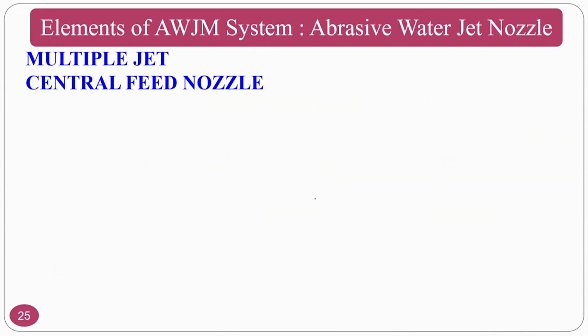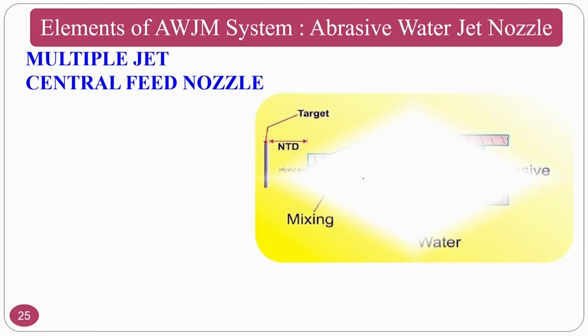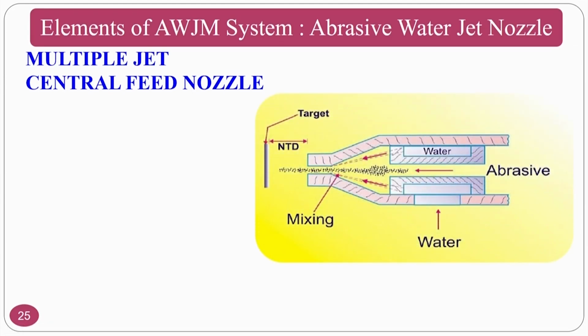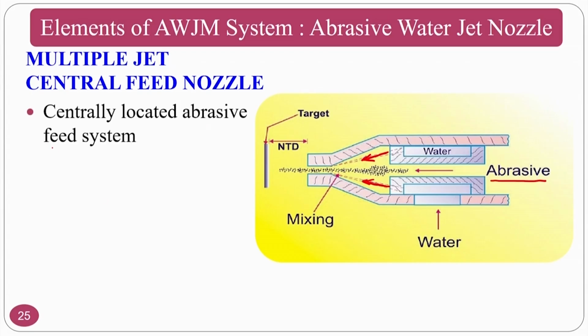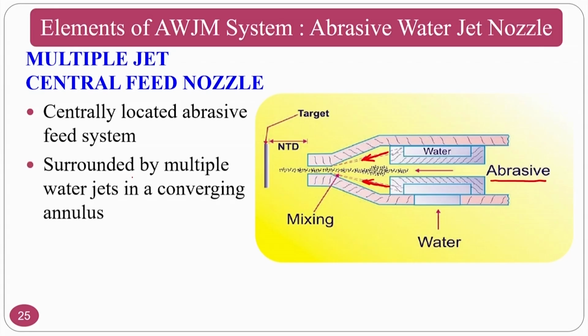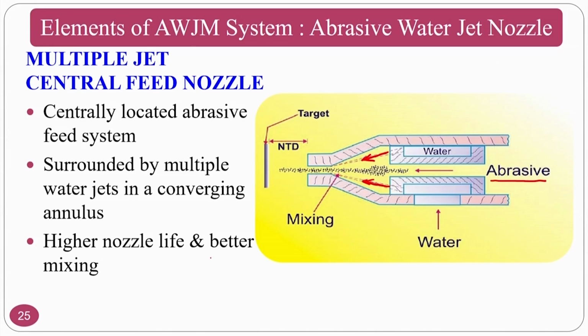So, another nozzle system is the multiple jet central feed nozzle. If you see here, you have multiple jets of water. Here one jet is coming, here one jet is coming. In the previous case, this is only one jet, but the water source feeding is the same. The abrasives are coming at the center. Okay. So, this one centrally located abrasive feeding system is there, as you have seen in the previous one, surrounded by the multiple water jets converging into annular regions, giving higher nozzle life and better mixing.